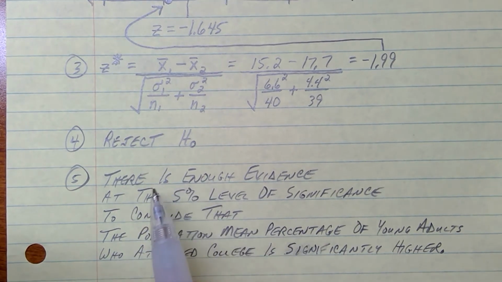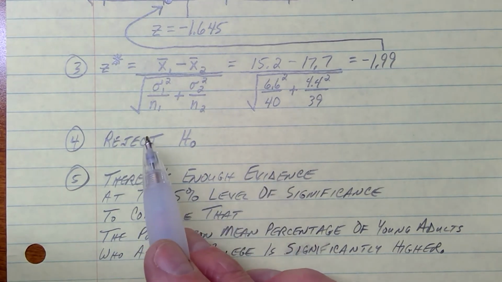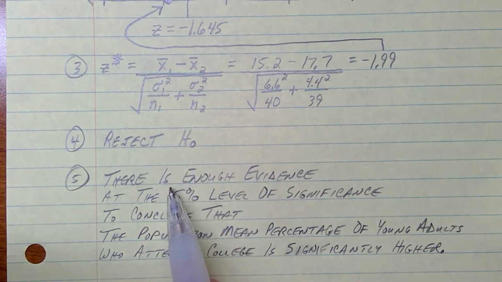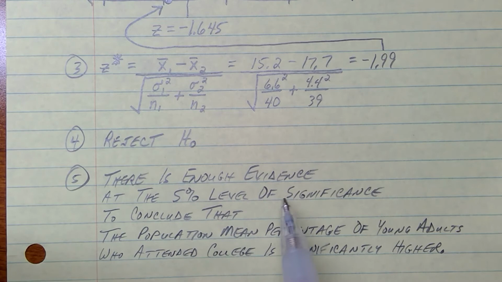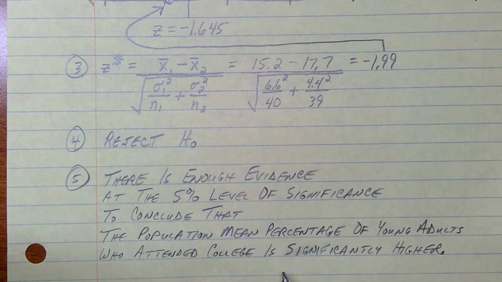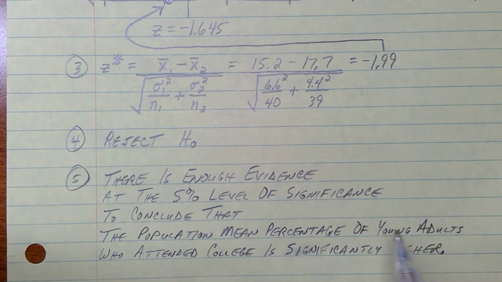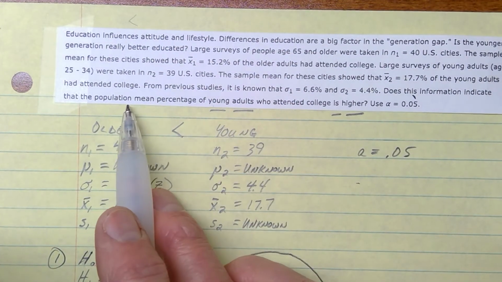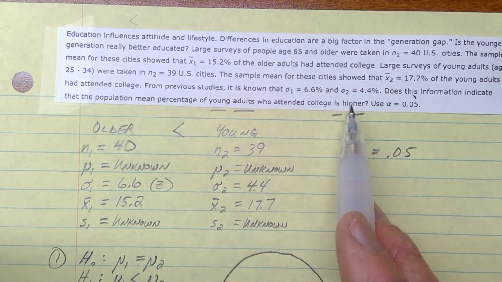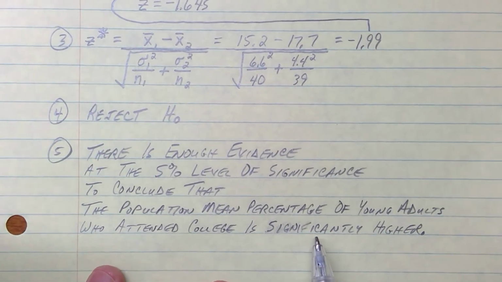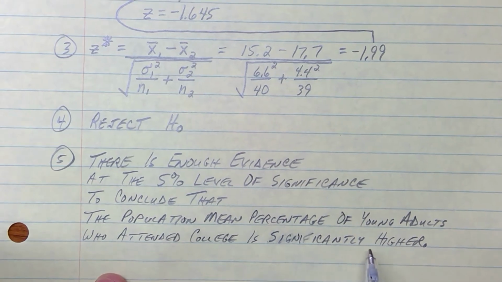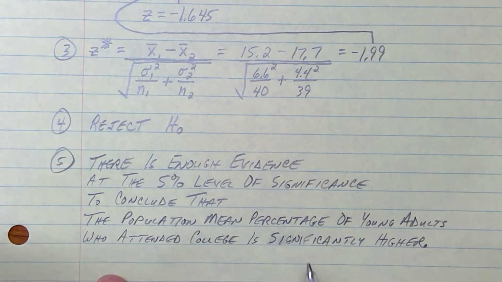So here's how I phrase it every time. I say there is enough evidence, because I wanted to prove them wrong. So I had to gather a bunch of evidence. I got enough evidence at the 5% level of significance to conclude that, and then after the word that, I just rephrase my challenge from the paragraph above, from the story, to conclude that the population mean percentage of young adults who attended college is, and I like to throw in significantly, is significantly higher. I'm just copying that, the population mean percentage of young adults who attended college is higher. I just threw in the word significantly, all right? Because yeah, it's higher, but if it's just a little bit higher, nobody cares. It has to be significantly higher.